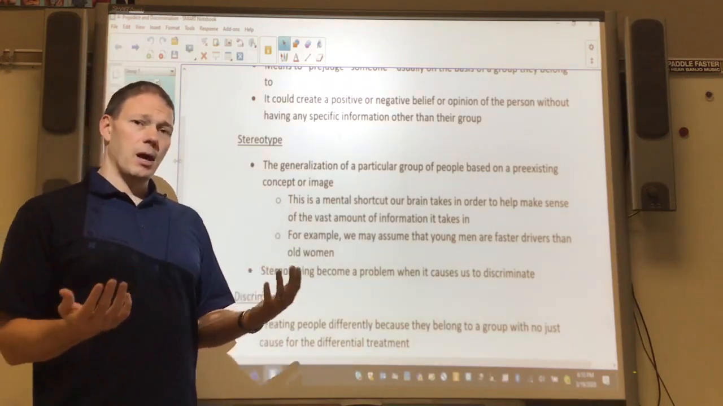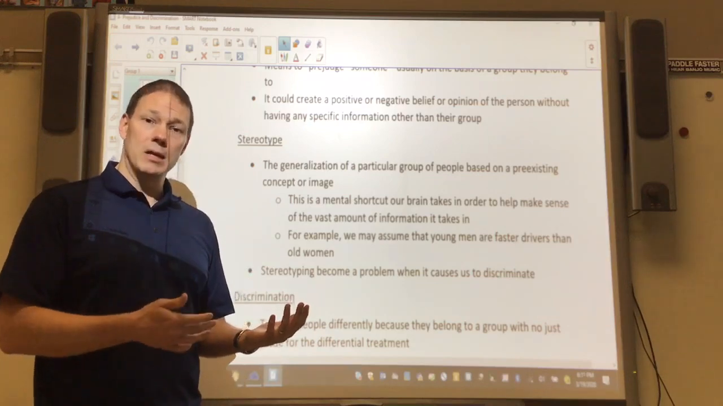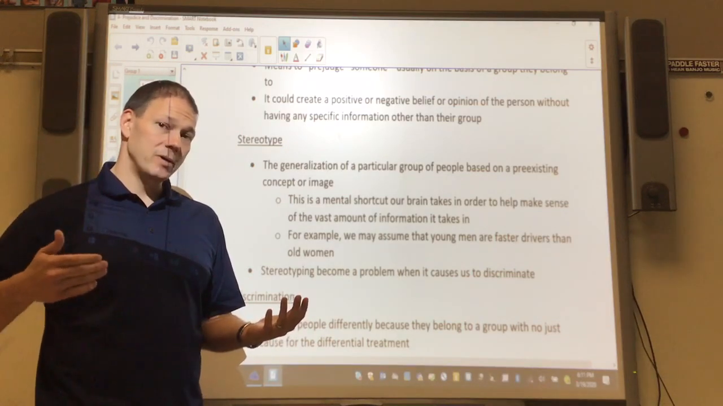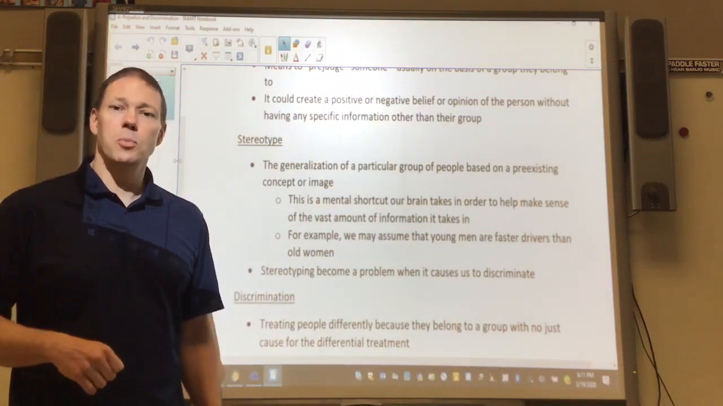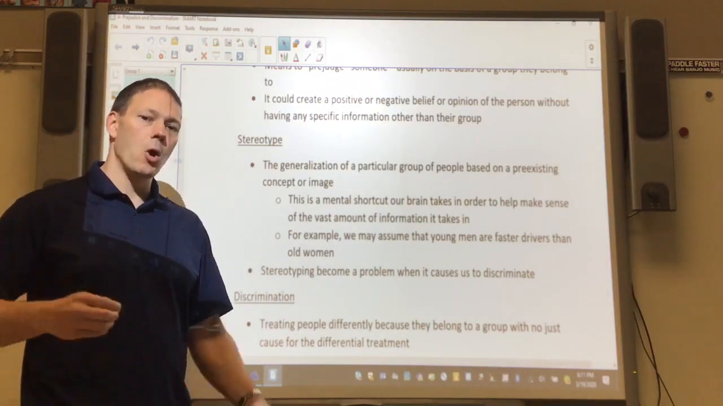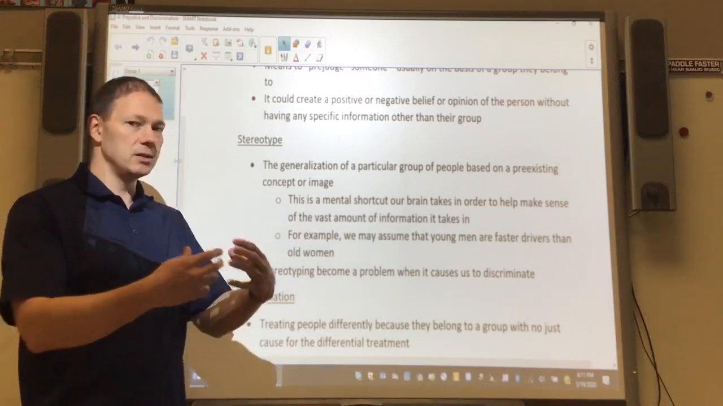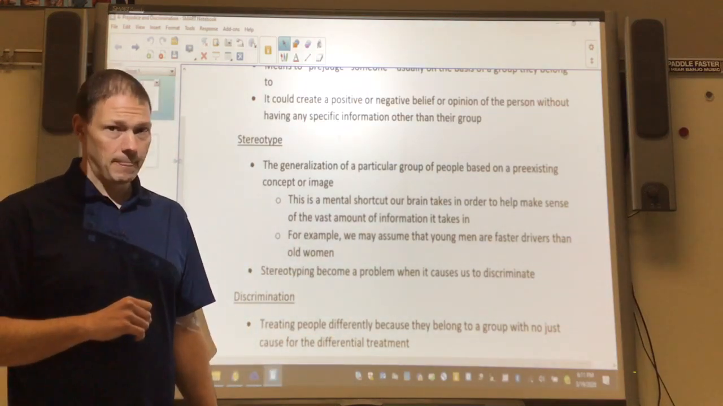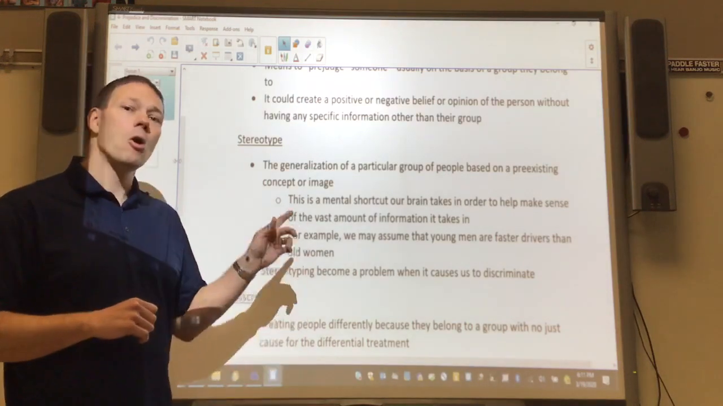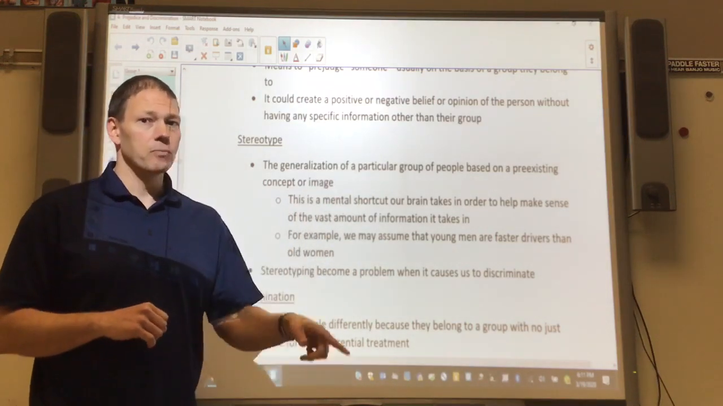For example, you might automatically assume that young men are going to be faster, maybe more dangerous or riskier drivers than older women. And in most cases, you're probably right. Our brains know, based on experience, and we can categorize these things about people. Now, where it becomes dangerous is when the stereotyping causes us to discriminate against others.